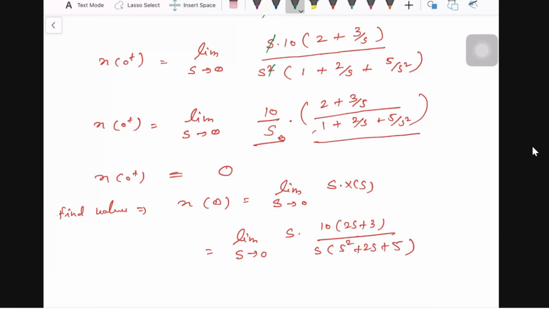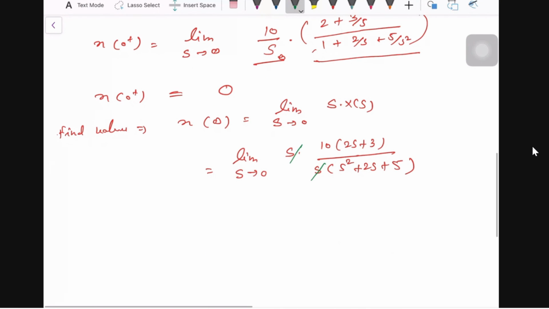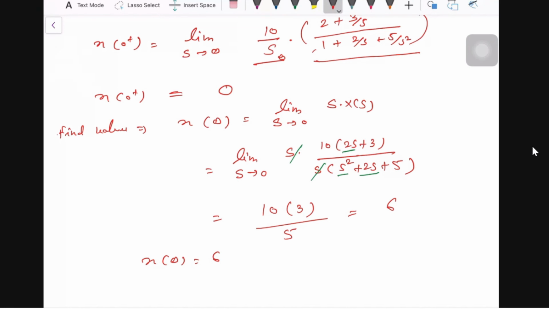So that s will be cancelled out. Now from here you can see, when you put s equal to 0, this term will be 0, this term will be 0, this term will be 0. Okay, so directly you can write: what is left? 10 multiplied with 3 upon, what is left below? 5. So from here you will get 6. So the x infinity value is 6. Okay, so in this way you can calculate these initial value and final values. Okay, so I hope this point is clear.